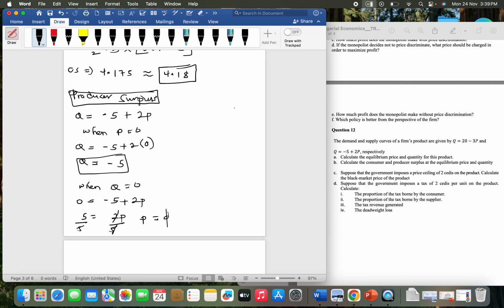Let me correct it. It's divided by 2, not divided by 5. Sorry. So this is over 2, because we are dividing both sides by the coefficient of p. So 5 divided by 2 would give us p is equal to 2.5. When you punch it on the calculator, you get p is equal to 2.50.